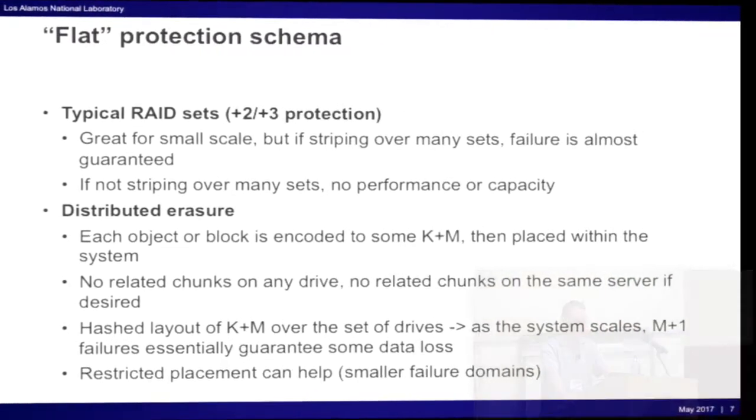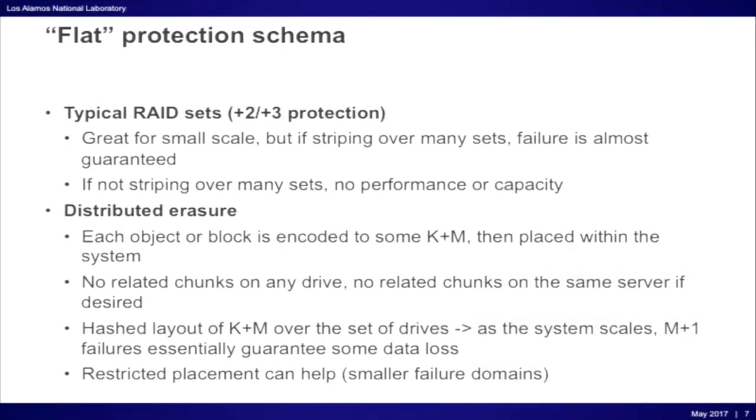So this is the typical set: you have +2, +3 for RAID protection, and this is old hat these days. But as you scale large enough, every single thing, no matter how small the failure probability, if you have enough of them, you have a failure probability that's becoming significant.